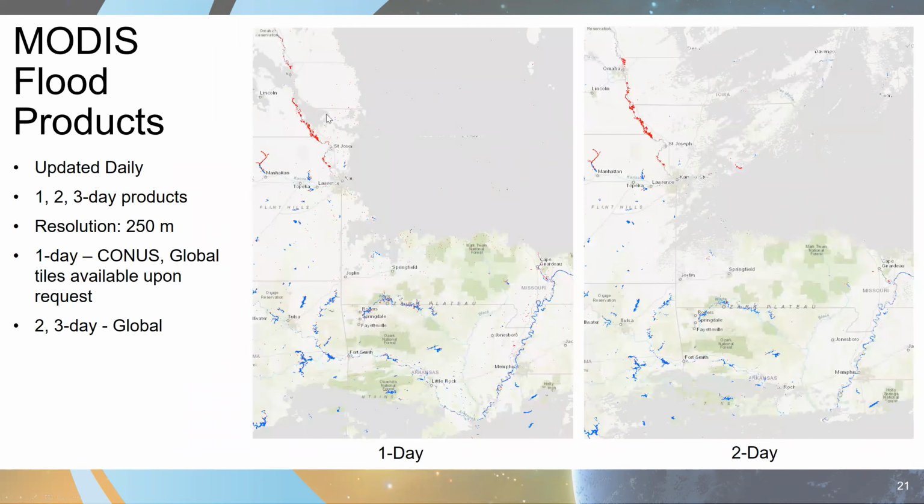The MODIS flood product here has 1 day on the left. You can pick up some flooding, but there's a little piece of it missing in here from some clouds. When you bring in the 2-day average, you get rid of the clouds that were there and improved a few other areas as well.